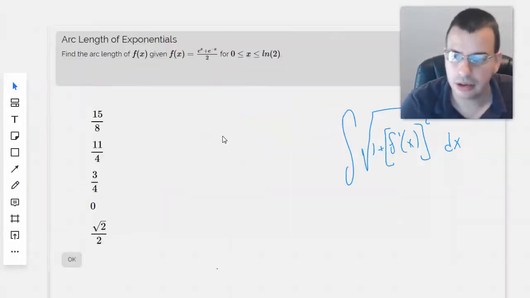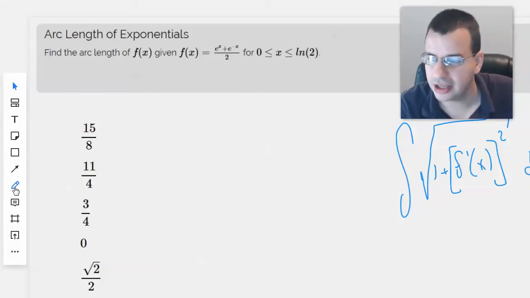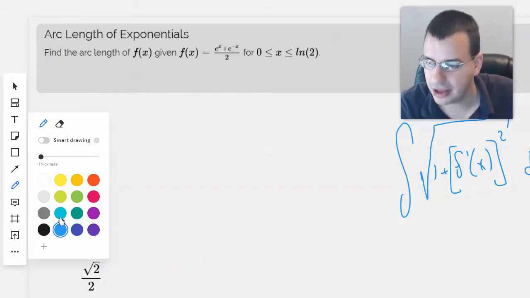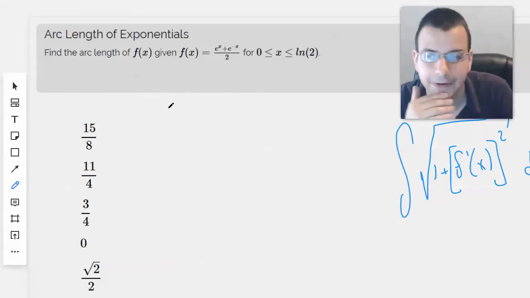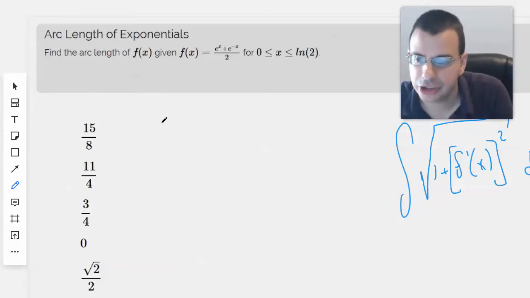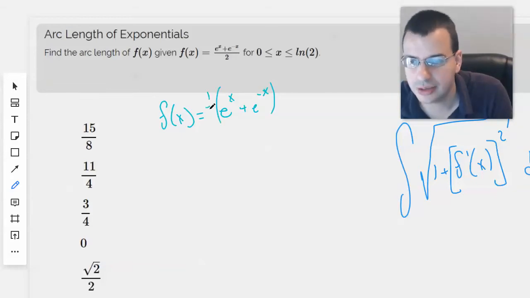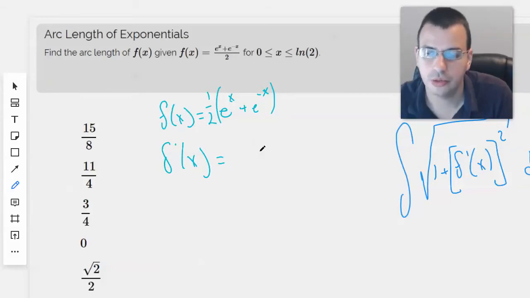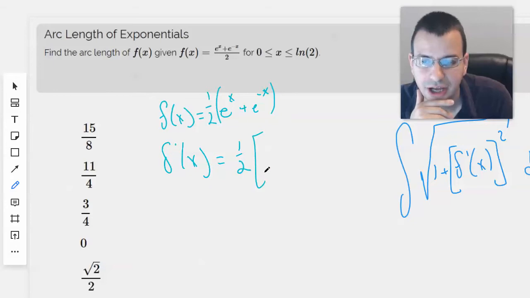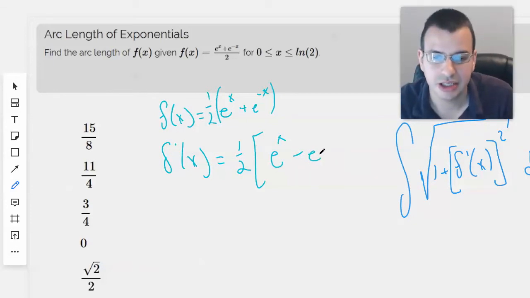So first we have to find f prime of x, and from f prime of x, we'll find f prime of x squared. Then we'll integrate. Okay, so we have f of x equals e to the x plus e to the negative x, quantity times 1/2. F prime of x then will equal 1/2 times e to the x minus e to the negative x.